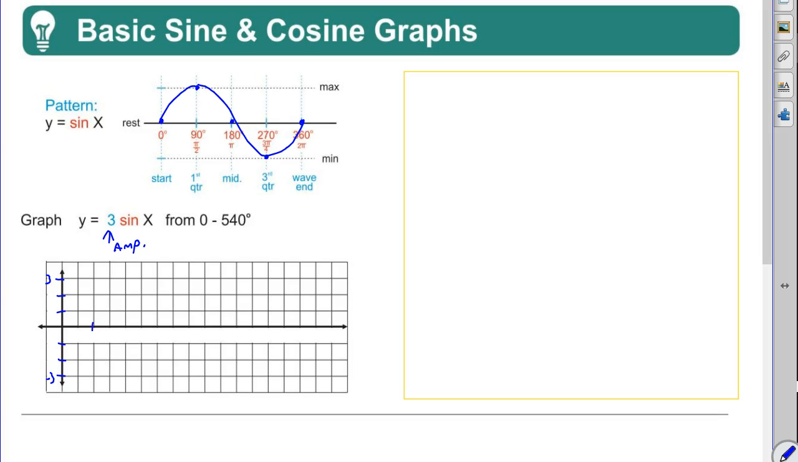Okay, I need to break up my graph into quarters. So I'm going to call this 90, 180, 270, 360. Okay, I'm not going to worry about 540 yet. Let's just graph the sine over 360.